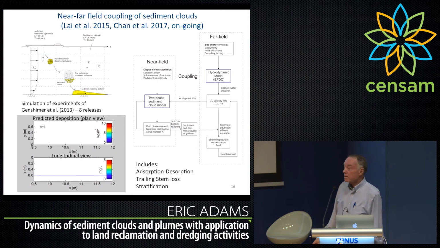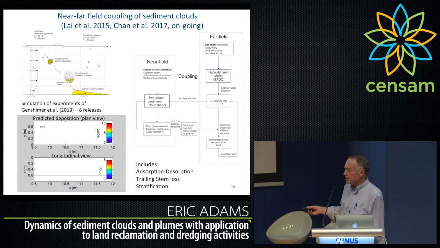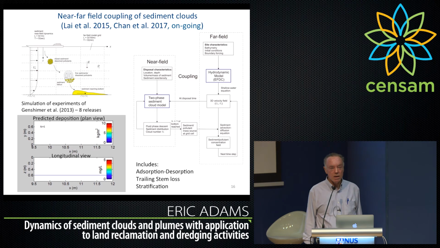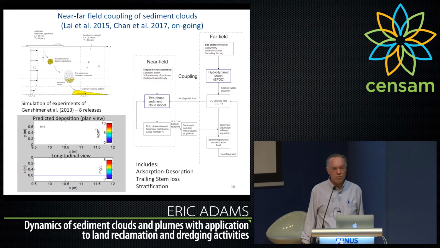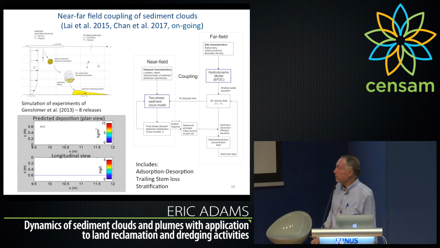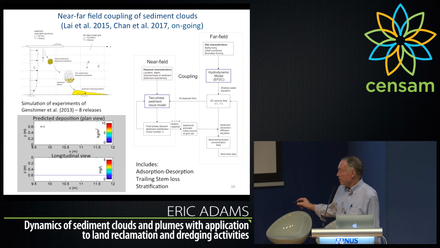So we've taken this information, we've put it into far field models. In general, we could use any number of available three-dimensional models. We've been using EPA's model, EFDC, and basically we've represented the loss through the trailing stem and also the swarm formation and how that gets in the environment. We've included algorithms for sorption, desorption, even stratification and whatnot.